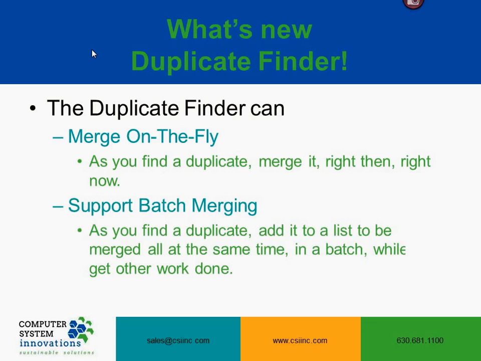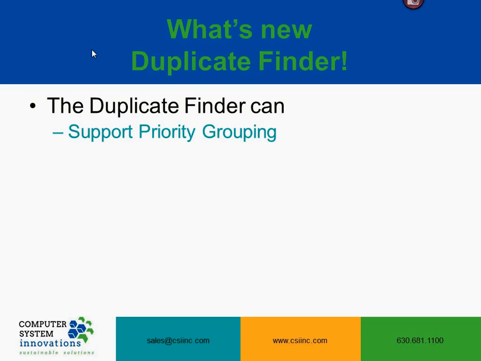It can merge on the fly. So as I cruise through my list, I can say merge it, merge it, merge it. Do it right then and there. Or if you're impatient and don't want to wait for the 8 seconds for a merge to happen, it'll support batch merging as well. So as I find a duplicate, I can add it to the list. And then when I'm all said and done, I can say, merge all these records.